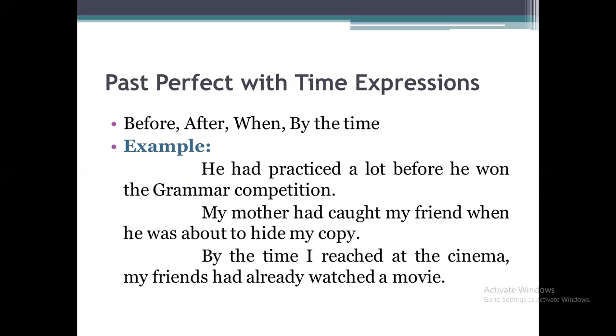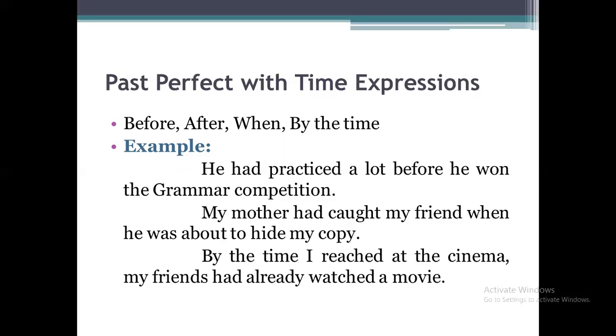He had practiced a lot before he won the grammar competition. So he had done something for winning that particular competition. In that situation, we can say this sentence. Here we have both the tenses. The second tense is an indefinite one, and before that we have the perfect tense. And here we use before, which shows the time: first we had done this action, and after that we had done that one.